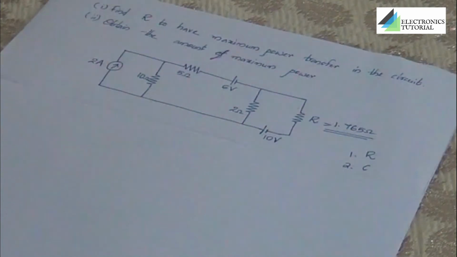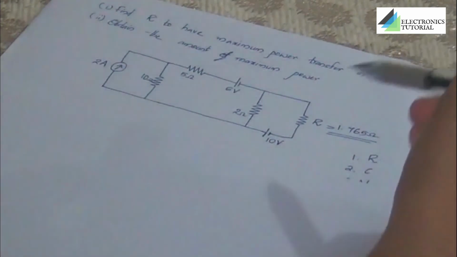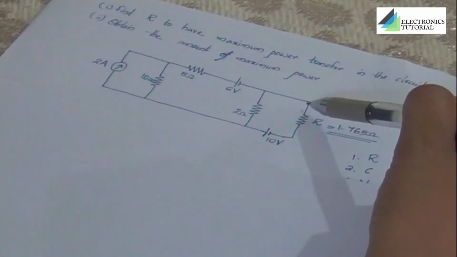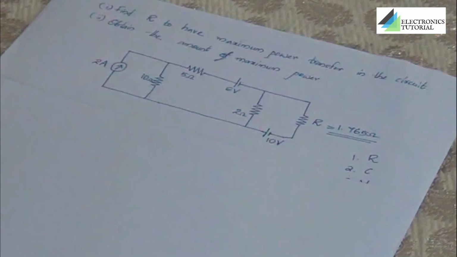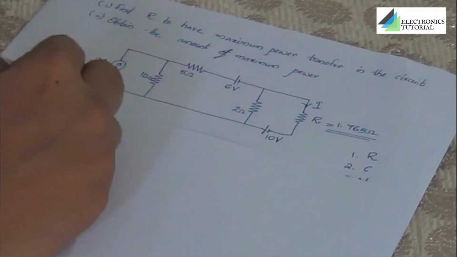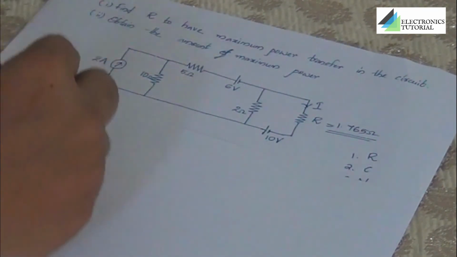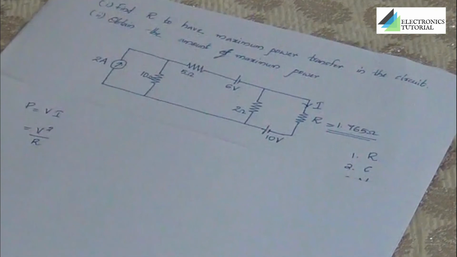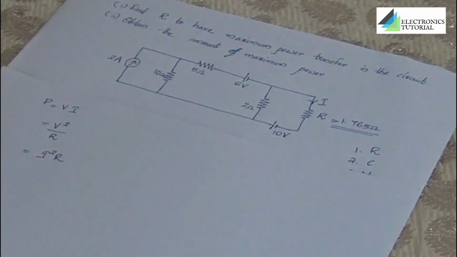We have got the load resistor value. Now we are going to find the amount of power that can be obtained from this load resistor. The expressions for finding power are P is equal to V into I, or we can write it as V square by R, or we can write I square into R. The choice is ours to pick the relation of our convenience. We are going forward with the relation I square R.